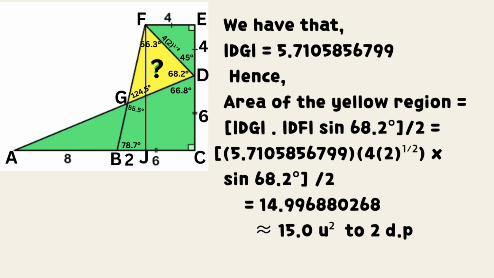Hence, the area of the yellow region equals the product of line DG, line DF and sine of 68.2 degrees, all divided by 2, which equals 14.996880268. After substitution of values and simplification, this result is approximately equal to 15.0 square units to 2 decimal places.